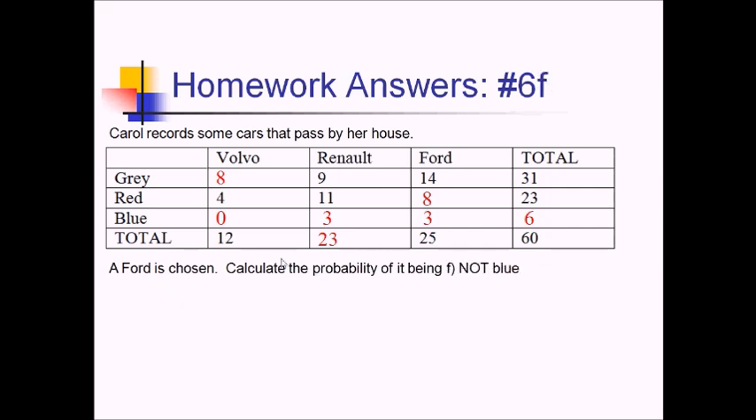For part F, a Ford is chosen. Calculate the probability of it being not blue. We actually just kind of answered this question in disguise. Again, since a Ford is chosen, we have to look at the total for Ford. The 25 is our denominator. Not blue is just going to be the 14 plus the 8 for the gray and the red. But we just calculated that on part E. Again, that's going to be 0.88.